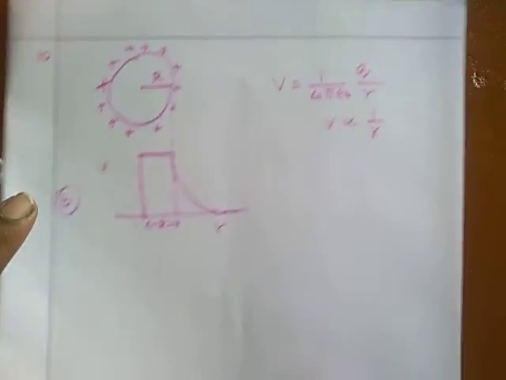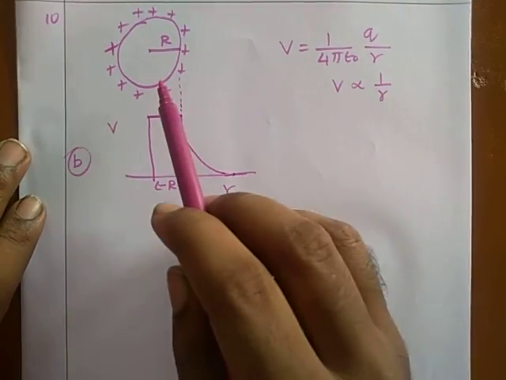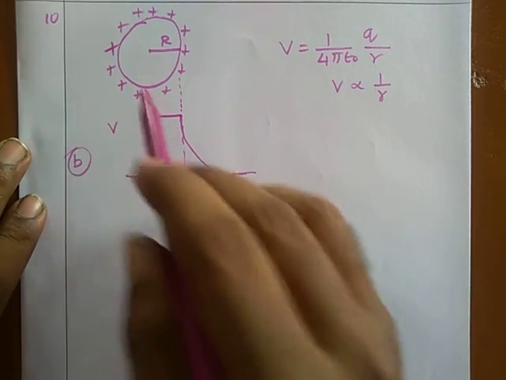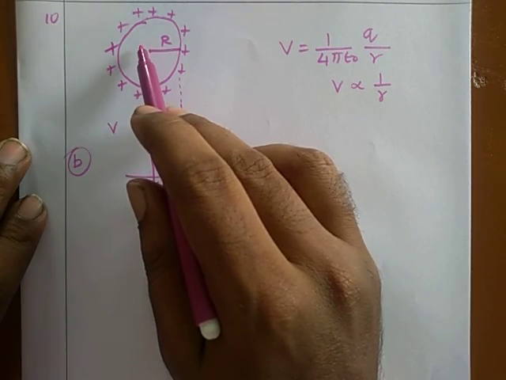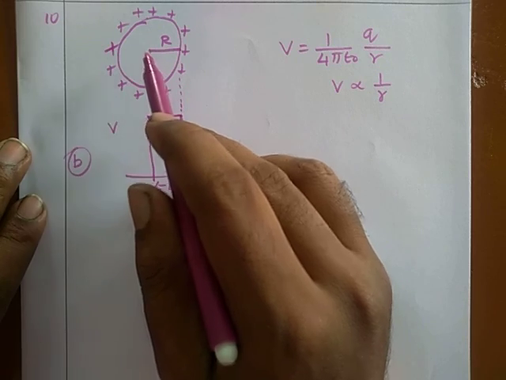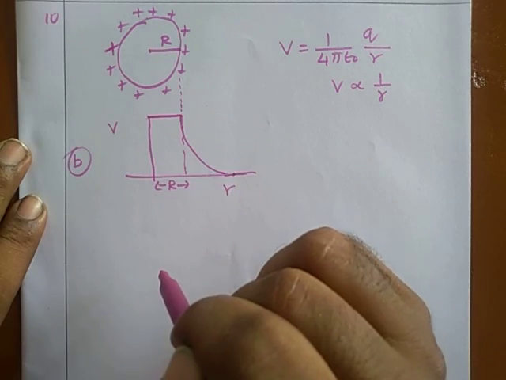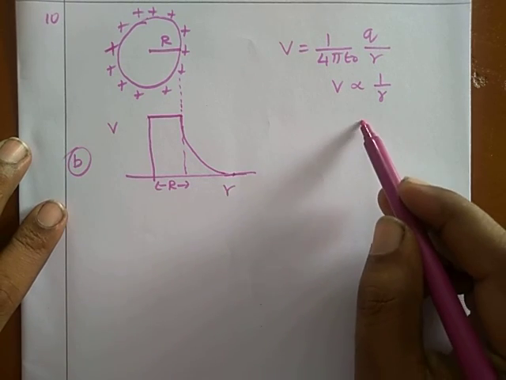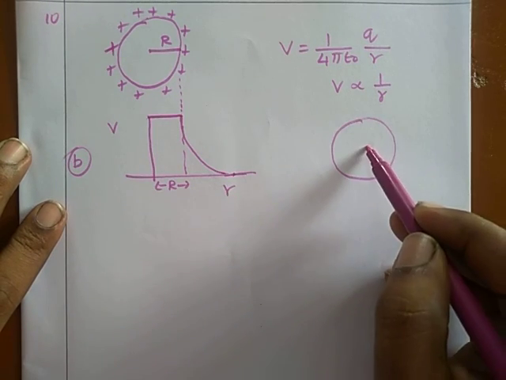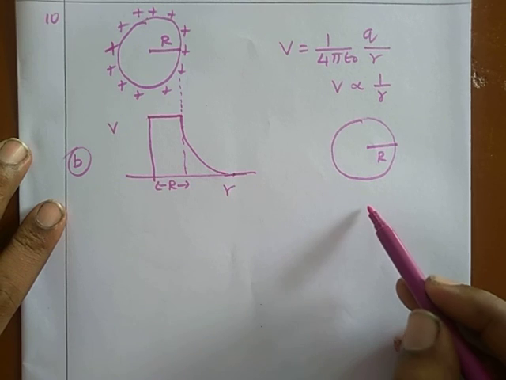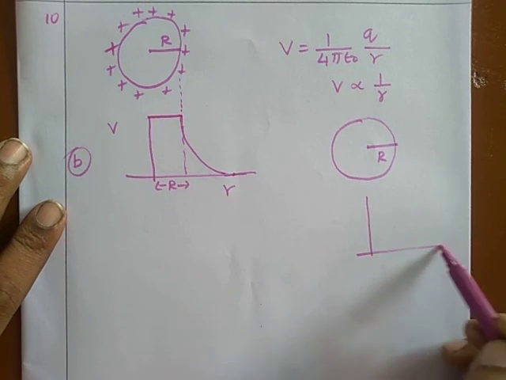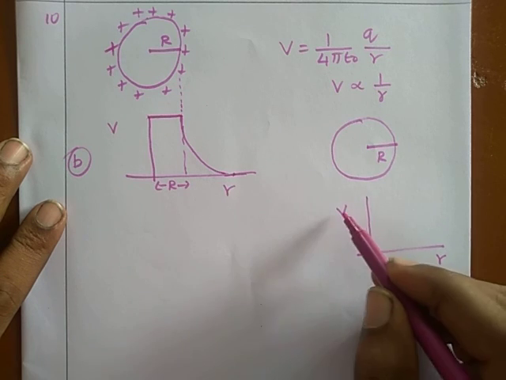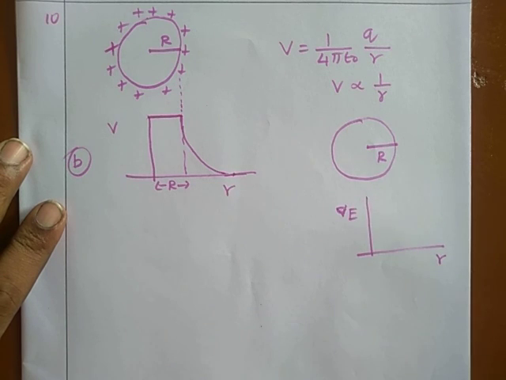In some competitive exams, the question will be changed a little. Suppose they give the same spherical shell, but they are asking for the electric field graph. For that it is also easy. I will draw it here. It is that spherical shell, radius r. For this case, I will draw a graph of electric field versus distance.